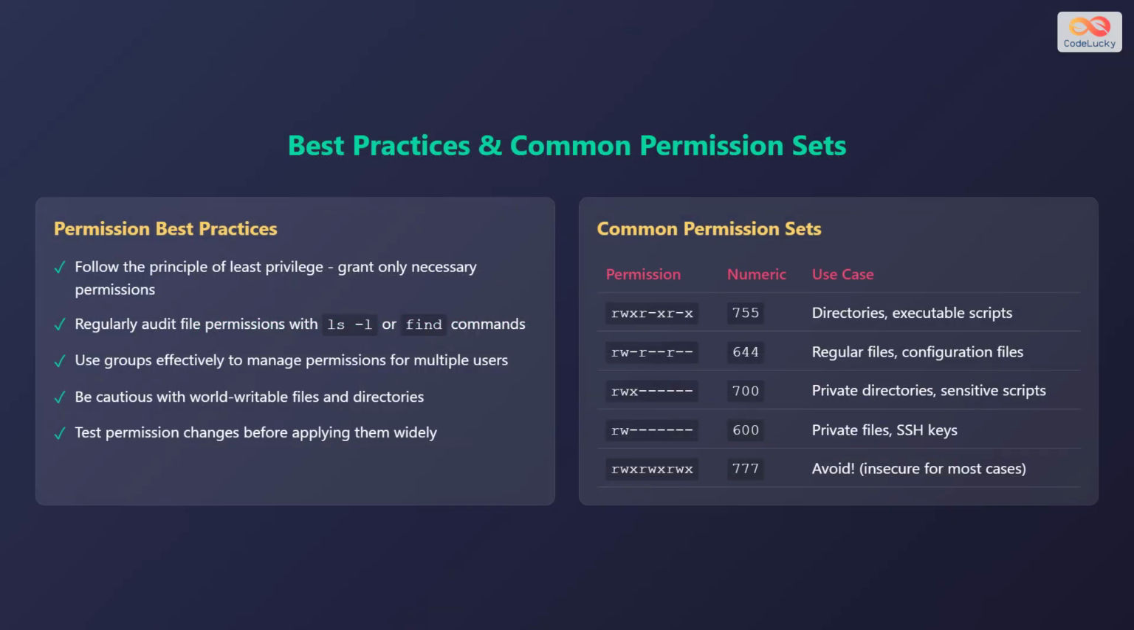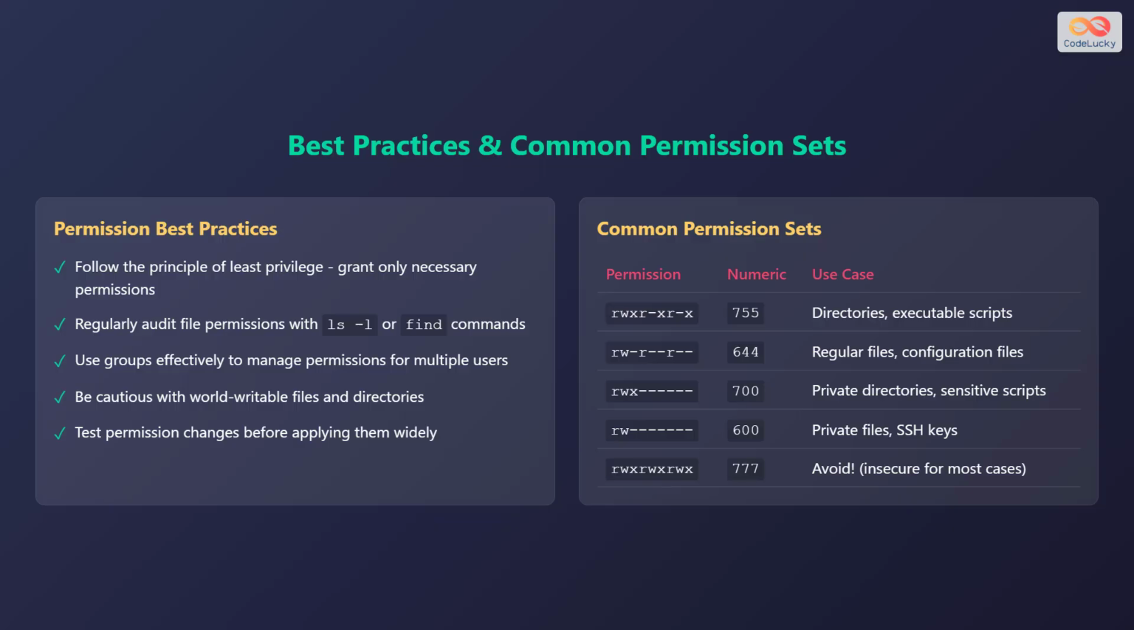Here are some best practices to keep in mind. Follow the principle of least privilege, granting only the necessary permissions. Regularly audit file permissions with ls -l or find commands. Use groups effectively to manage permissions for multiple users. Be cautious with world-writable files and directories. Test permission changes before applying them widely.